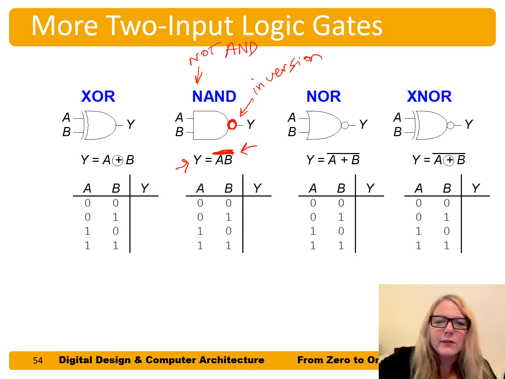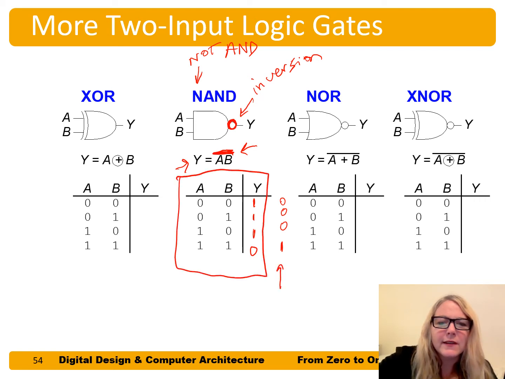So the AND gate would have been a 1 here, right? If we had an AND gate. So the NAND gate's the opposite of that. Instead of a 0, we get a 1, 1, 1, and then a 0. So our truth table for the NAND gate is the opposite of what it was for the AND gate. That's the inversion of that.